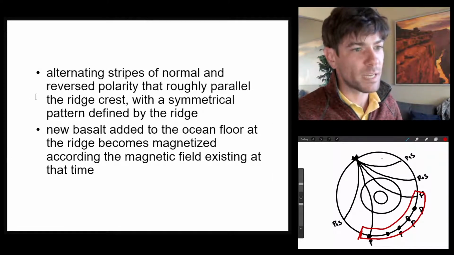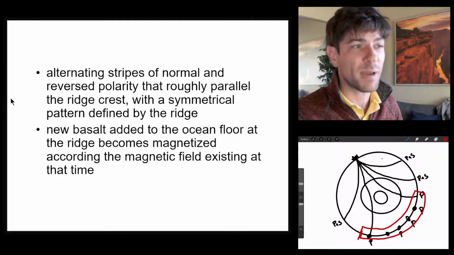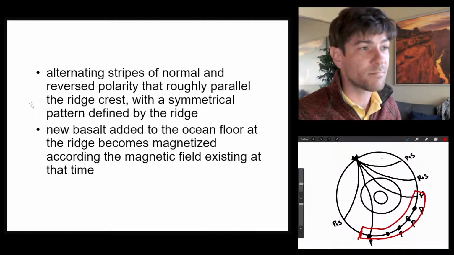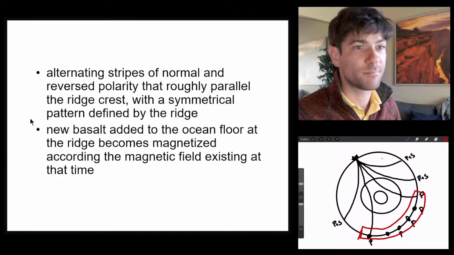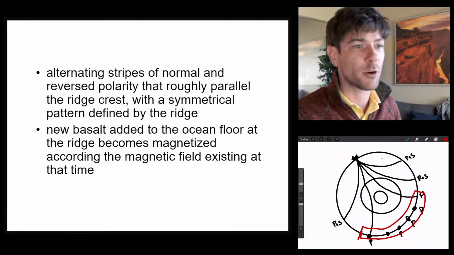So getting back to Vine and Matthews, 1963: alternating stripes of normal and reverse polarity that roughly parallel the mid-ocean ridge, with a symmetrical pattern defined by the ridge, would be evidence of seafloor spreading, right? New basalt, and basalt is just a type of rock, the type of rock that makes up the seafloor. New basalt is added to the ocean floor at the ridge, and it becomes magnetized according to the magnetic field present at the time as it cools below the Curie temperature, the Curie point.